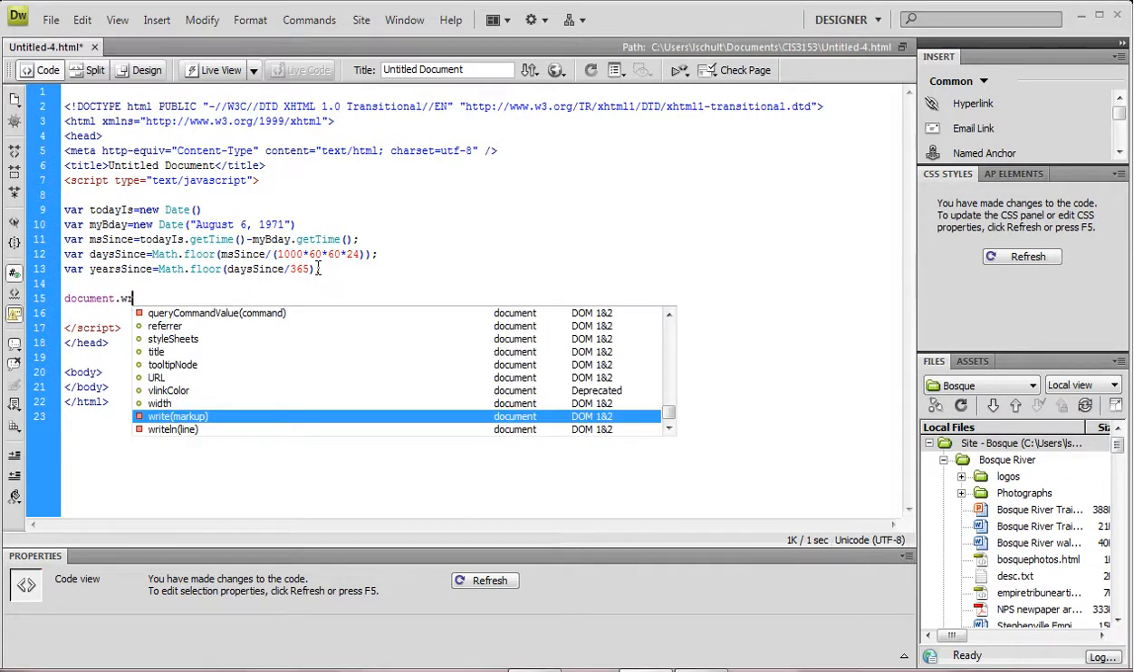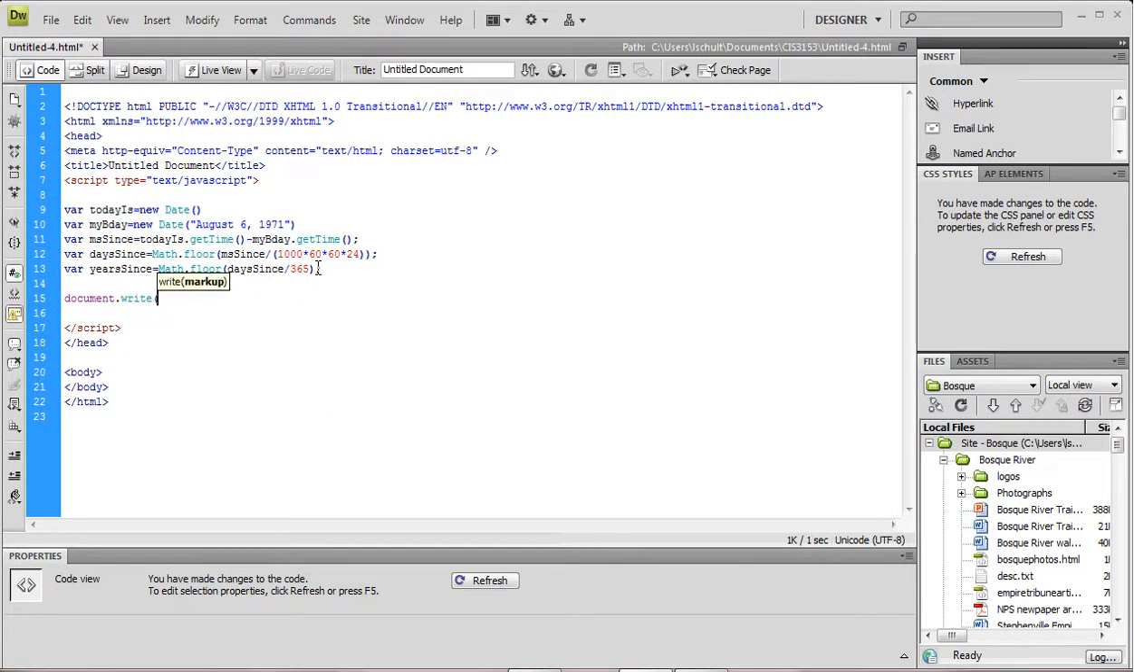And then all we have to do is put in our output. You can document.write, "I am currently " plus days since, plus, now remember, because days since is going to print a number, if I don't put a space inside my quotes here, it would smush the next word right up against that, " days old."